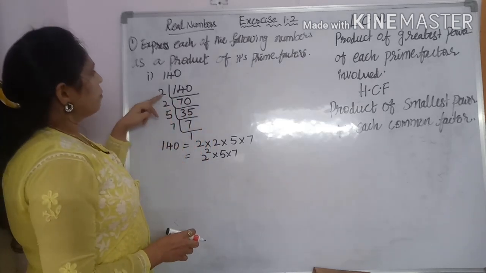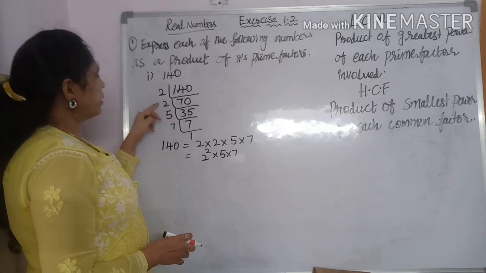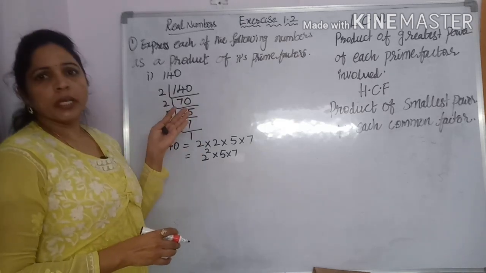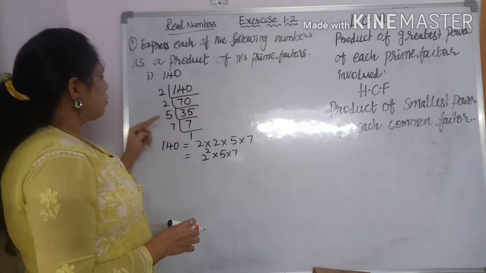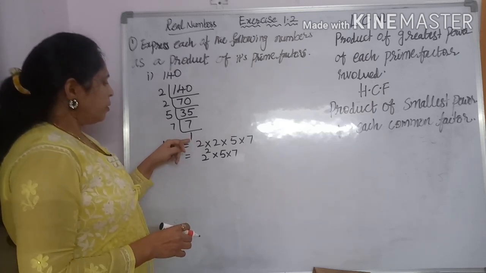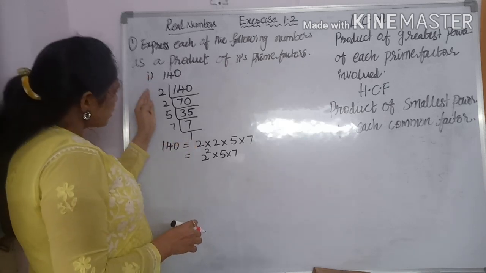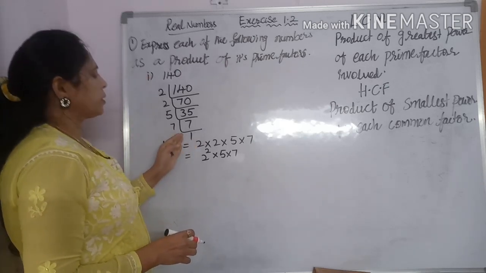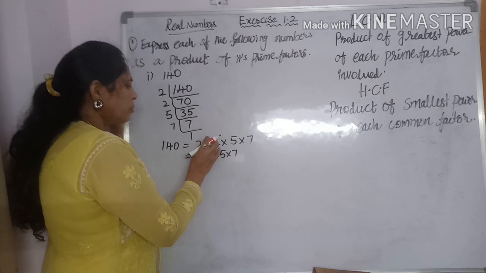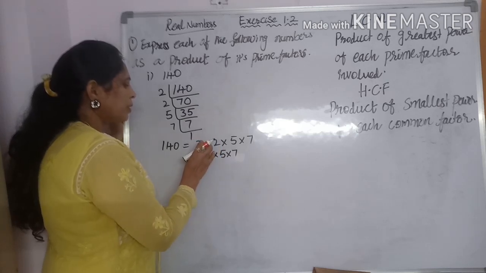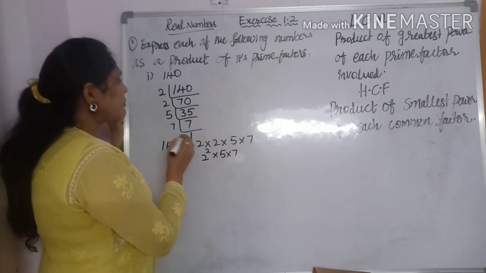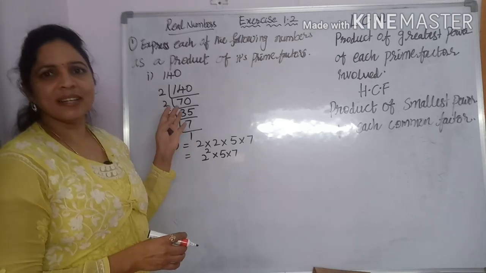Just recall: 140, 2 times, again 70, 2 times, 35. Here in units place you have 5, then apply the divisibility rule of 5. So 5 7s are 35, 7 1s are 7. When you get 1 at last, stop this process and write these prime factors. Here 2 into 2 into 5 into 7. How many 2's are there? 2 times. So you can write it as 2 square into 5 into 7. This is your answer.